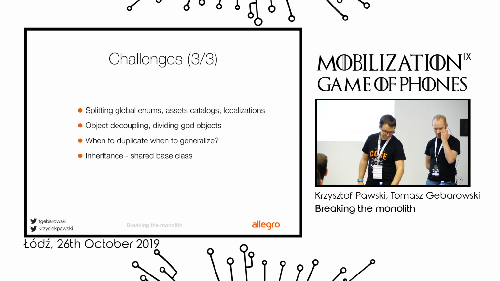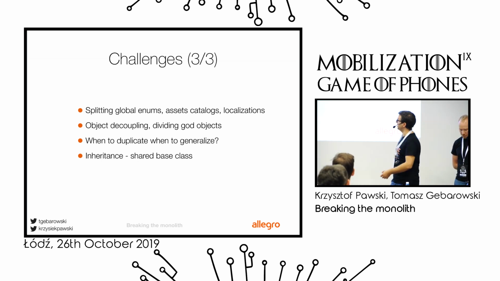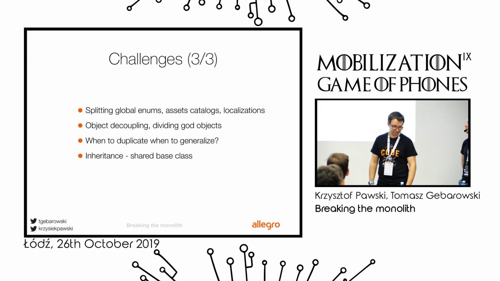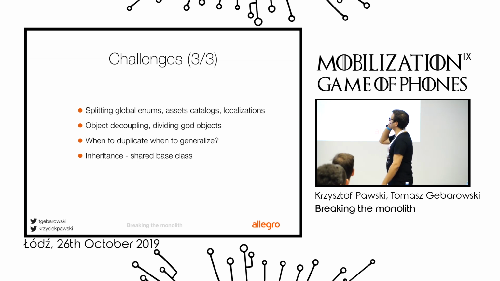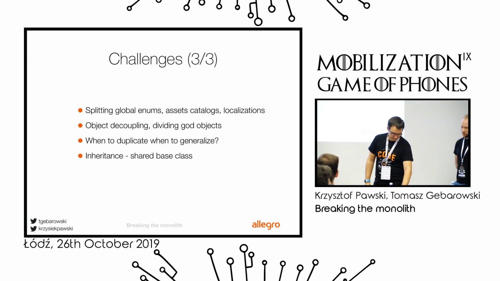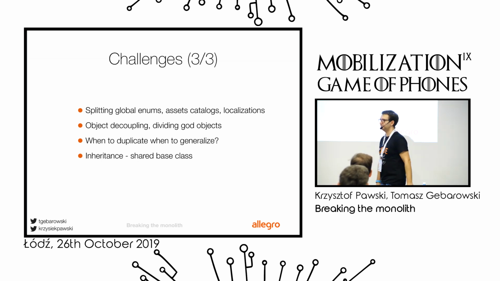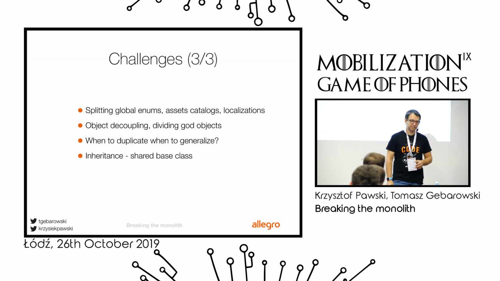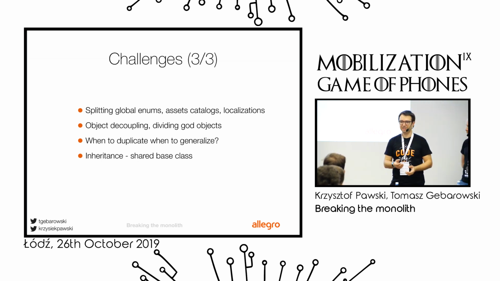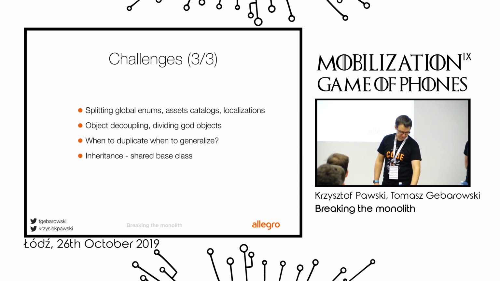Finally, there were some smaller and bigger problems to address, like splitting the enums that I already mentioned, asset catalogs, localization files, decoupling objects, and extracting, for example, parts of the GAD objects to corresponding modules. And the question whether to duplicate or generalize. We're afraid to generalize too early, but on the other hand, we were afraid of the duplication. So each time we had to find a balance between those two solutions.